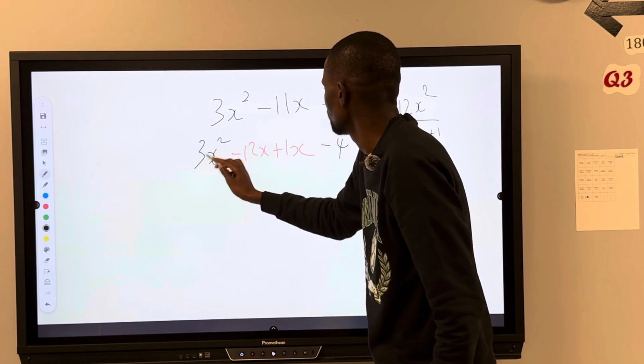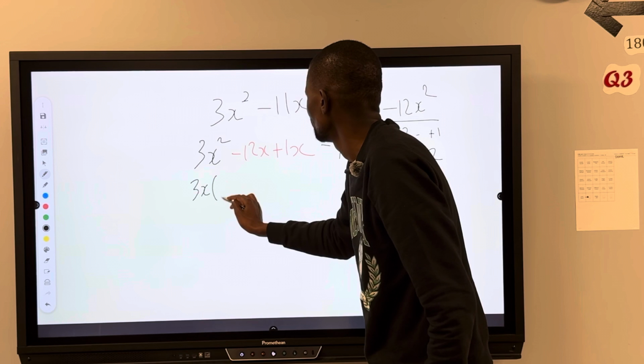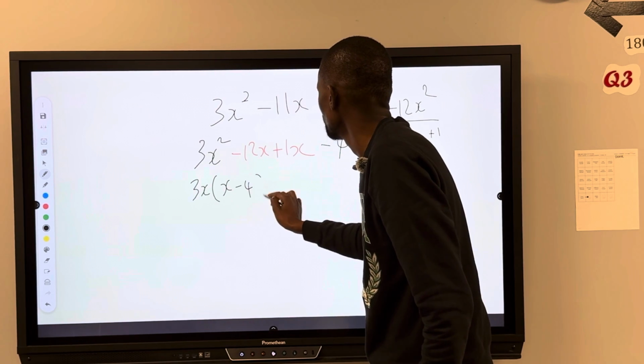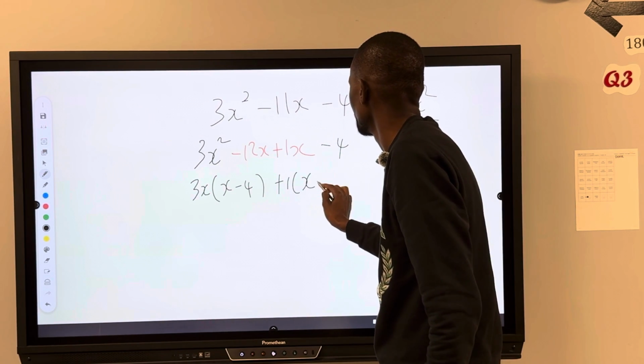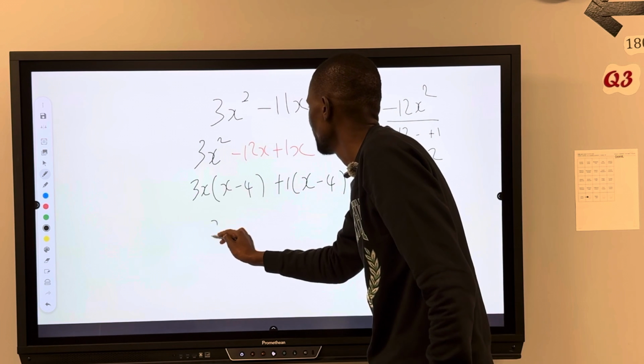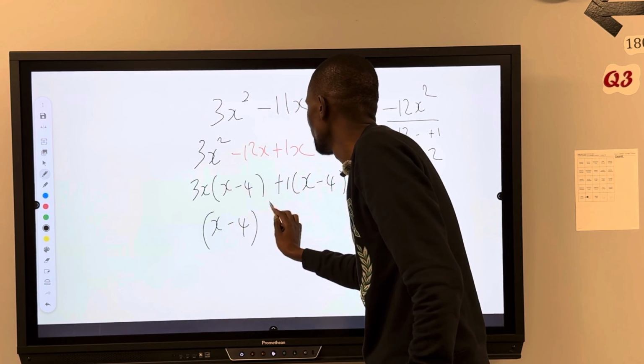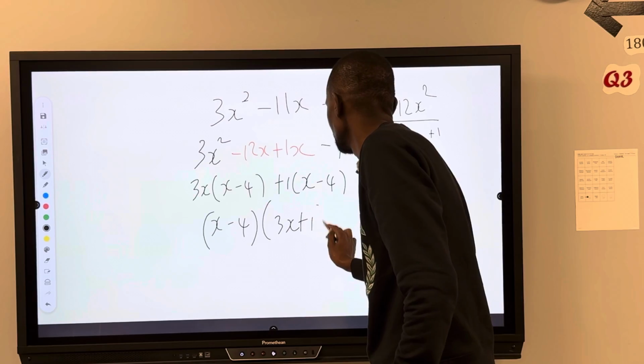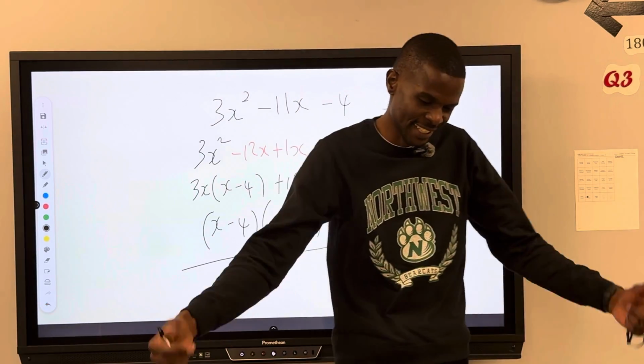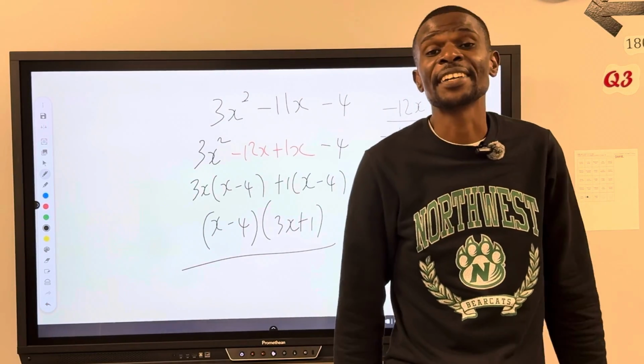So for the first two terms, 3x is common. Then I have x minus 4 plus 1, I have x minus 4. So I have x minus 4, 3x plus 1. So guys, this is how we factor quadratics.